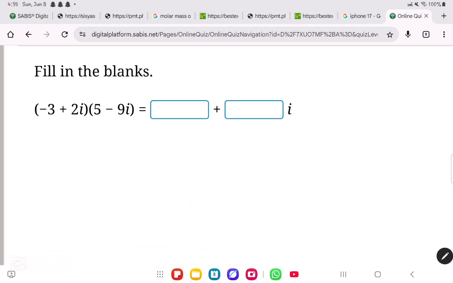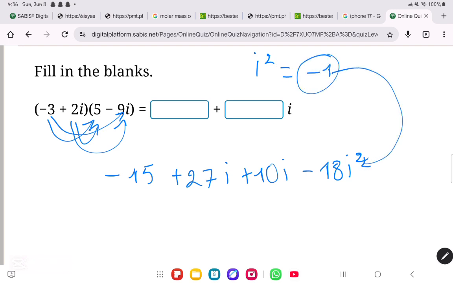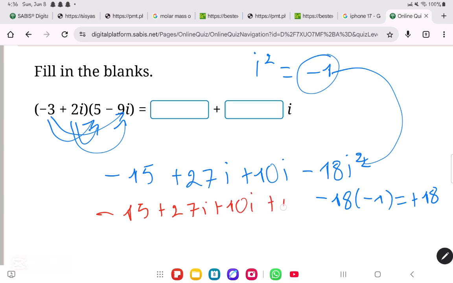So here you're just going to multiply it normally. So minus 3 times 5, that's minus 15. Minus 3 times minus 9i, that's going to be plus 27i. Plus 2i times 5, that's going to be plus 10i. Now, very important, plus 2i times minus 9i, that's minus 18i squared. Remember, i squared is equal to minus 1. Minus 1 is a real number, and we can substitute it instead of the i squared. So minus 18 times minus 1, that's going to give us plus 18. So now, minus 15 plus 27i plus 10i plus 18.